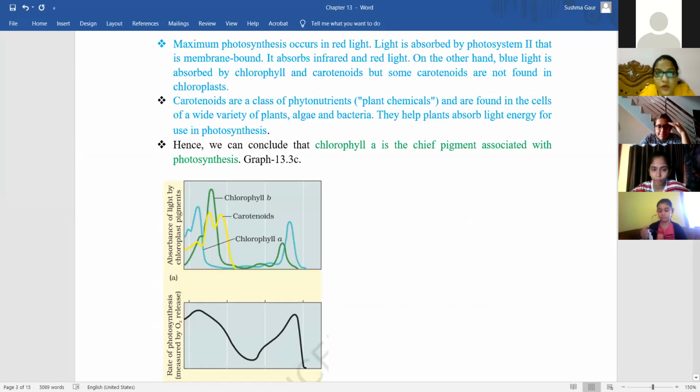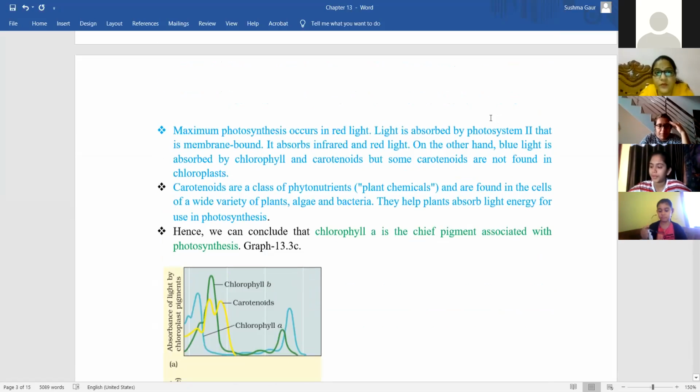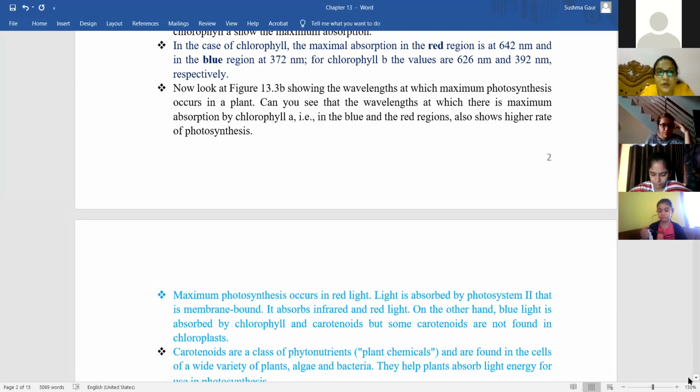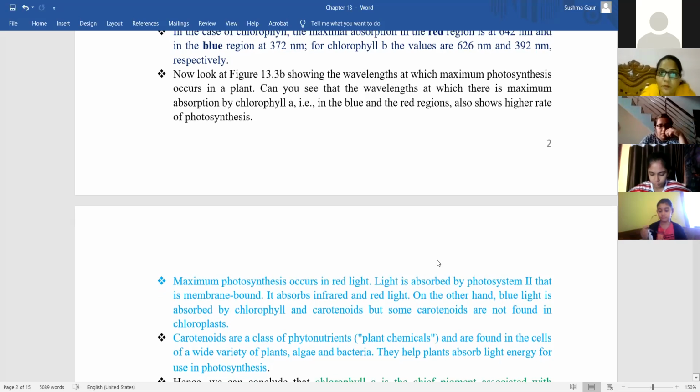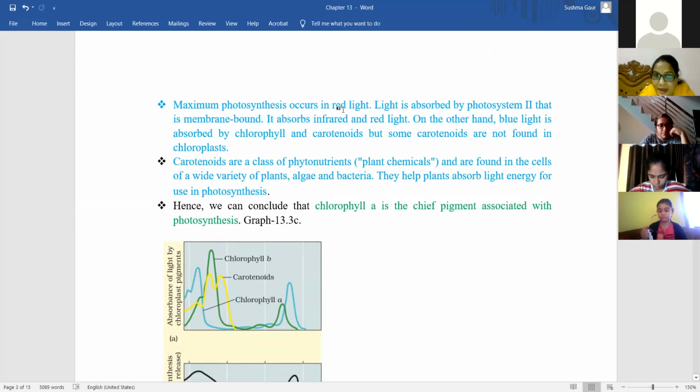So what we conclude from this diagram is that the maximum amount of photosynthesis occurs in the presence of red light. Light is absorbed by photosystems, there are two photosystems, I will tell you later on. The light is absorbed by photosystem second, that is also present on the thylakoid membrane. It absorbs the infrared and red light. Just remember this thing.